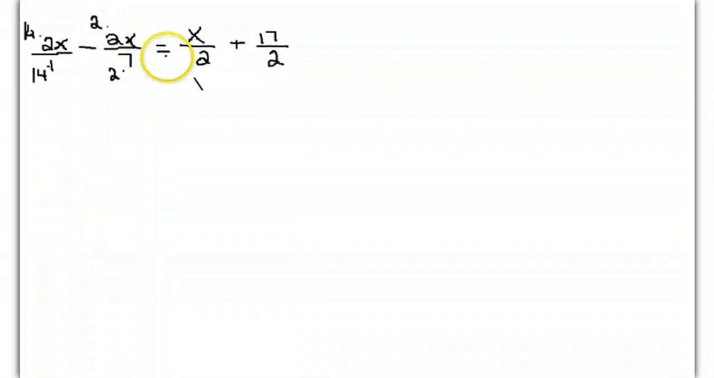And what about 2? What times 2 will give you 14? So you multiply bottom and top times 7. And what about this 2? So you multiply bottom and top by 7.